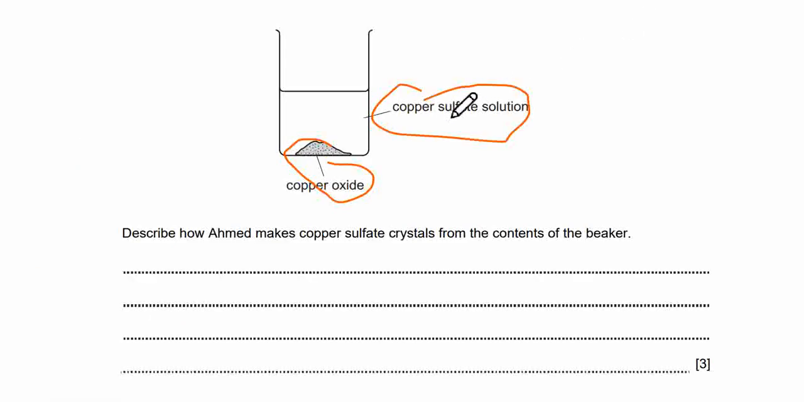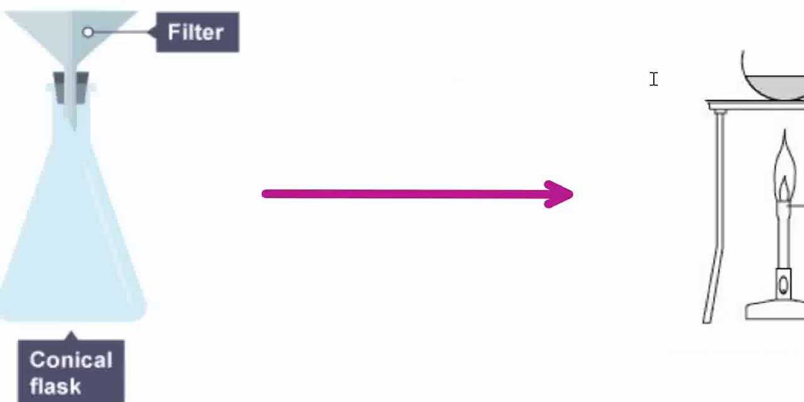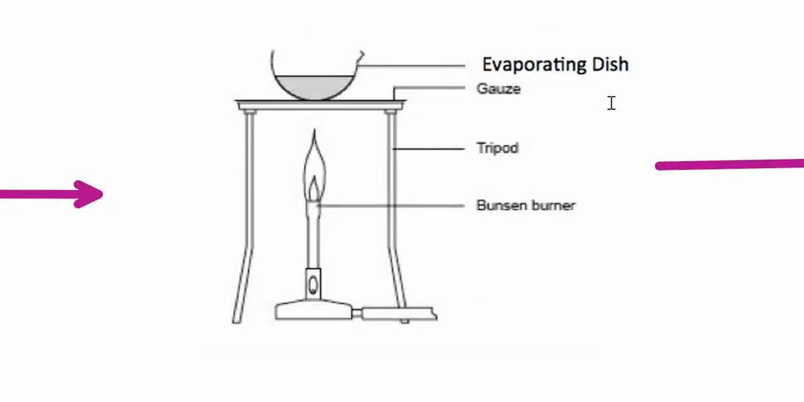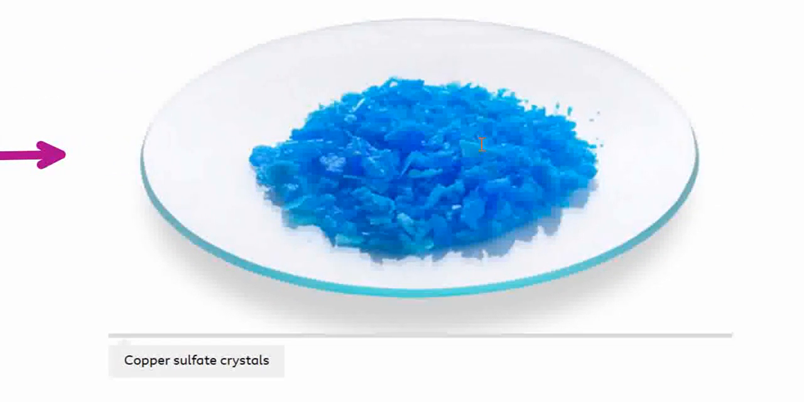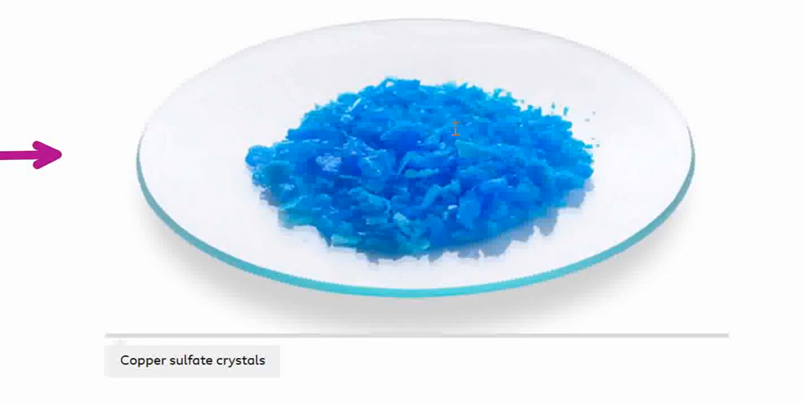So copper sulfate solution will pass through the filter and copper oxide will be retained by the filter paper. And then after that, the copper sulfate solution can be put in the evaporating dish and heated up to evaporate most of the water, leaving a little bit. After that, we can put it in the dish and dry it, evaporate. The copper sulfate crystals will appear and their color is blue.